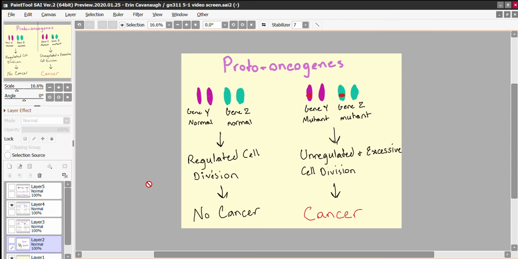Unlike tumor suppressor genes such as gene X, proto-oncogenes only need a mutation in one allele to cause them to turn into oncogenes and cause cells to divide excessively and unregulated. Thus, they are dominant acting. In gene Y and Z, only one mutant copy of the allele is needed to cause the excessive cell division that is the hallmark of malignant and metastatic cancer, suggesting that these genes function as proto-oncogenes.